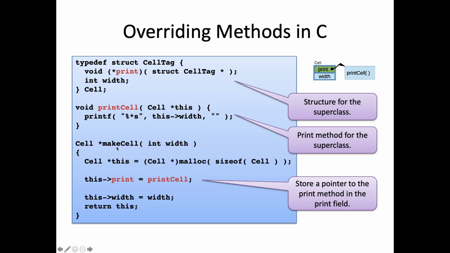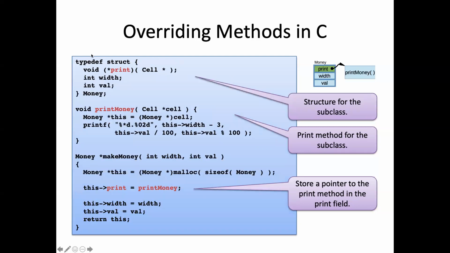When you make the superclass cell, you need to fill in two things. Its width field, which we already had, and now you need to fill in its print function. Every time you make an instance of the superclass, you're going to fill in its print field. That's this function pointer up here, so that it points to the print function for a plain old cell, the function we defined up here. For a subclass of this, well, for defining its struct, it'll start out looking just like its superclass. This extra value field that it needs, we'll put that afterward.